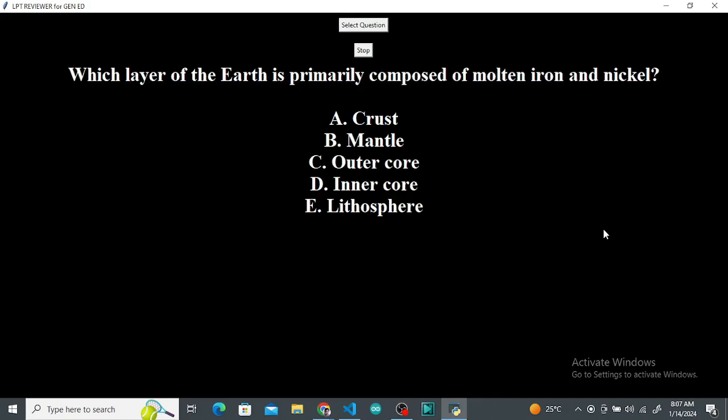Which layer of the earth is primarily composed of molten iron and nickel? A. Crust. B. Mantle. C. Outer core. D. Inner core. E. Lithosphere. The correct answer is inner core.